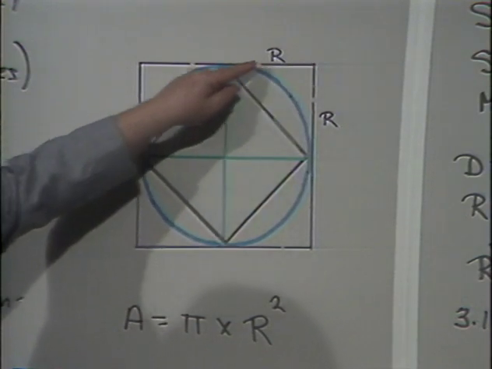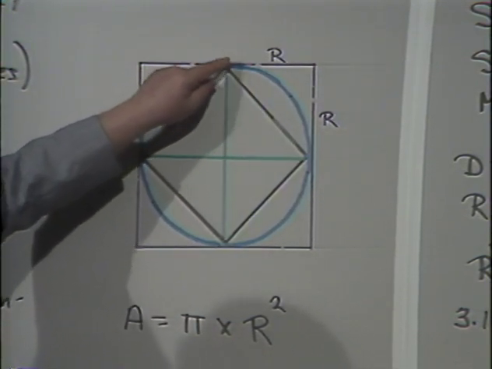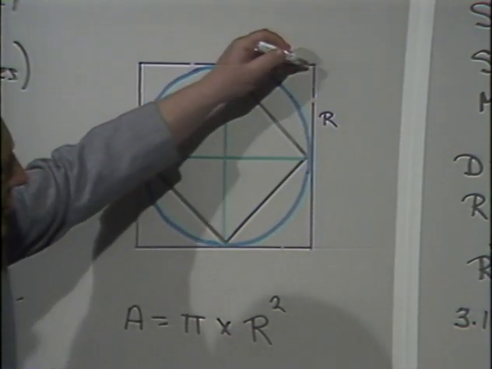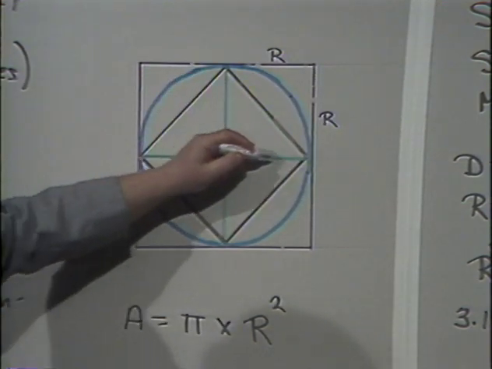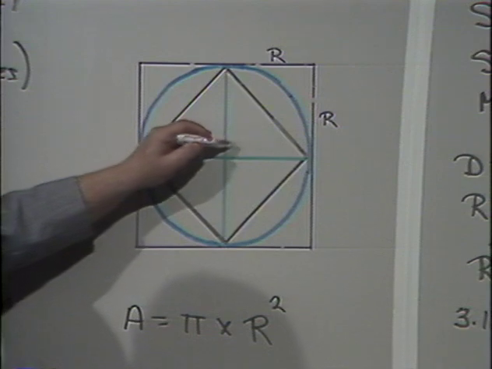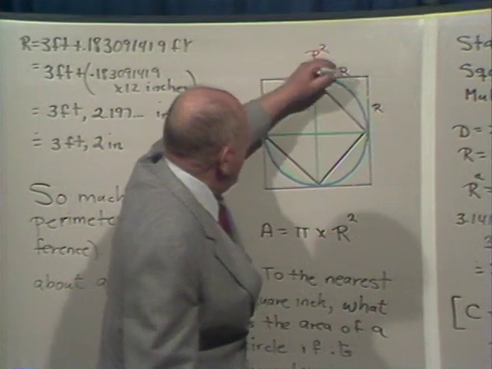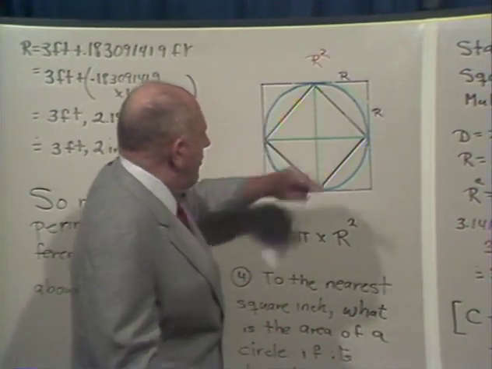Well, let's take a look over here. From here to here is the radius. From here to here is the radius. So from here to here is also the radius. Notice that the length of the line from here to here is the radius. The length of the line from here to here is the radius. So what's the area of this square over here? The area of this square is r times r, right? It's r squared. How many of these are there in the big square? There's 1, 2, 3, 4.